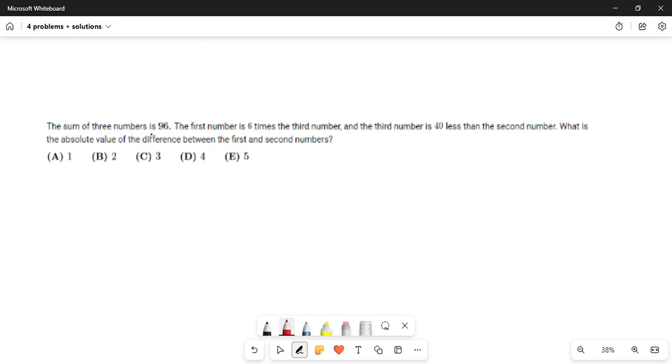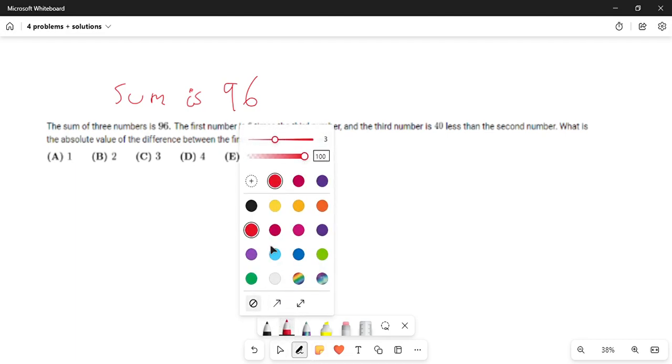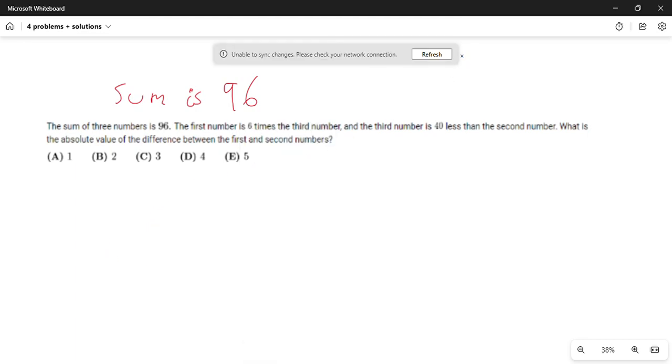So it says the sum of 3 numbers is 96. The first number is 6 times the third number, and this third number is 40 less than the second number. What is the absolute value of the difference between the first and second numbers? Okay, let's assign variables, since that's a good way to do this.